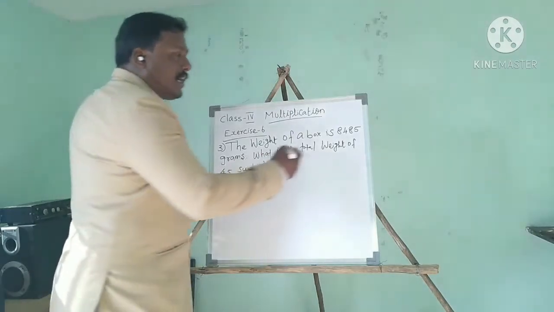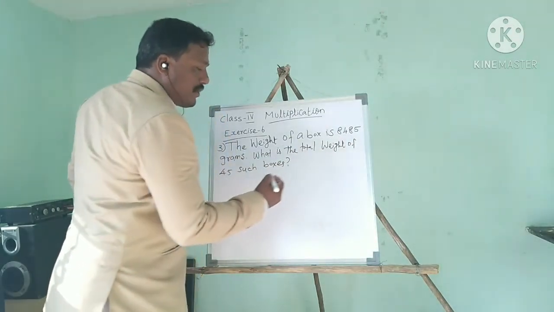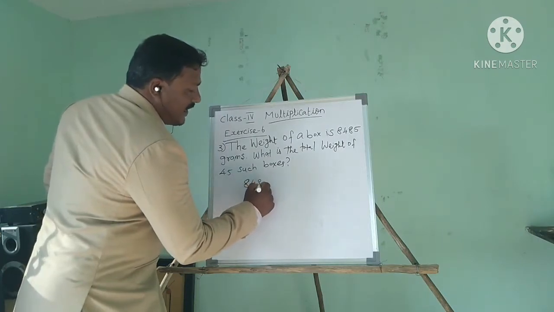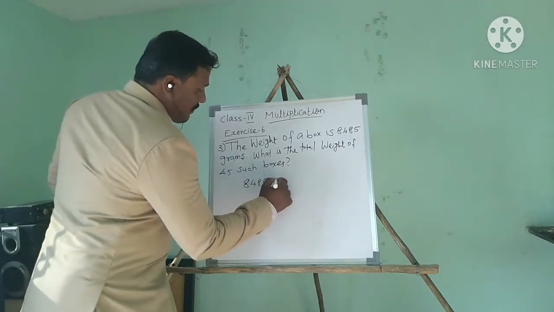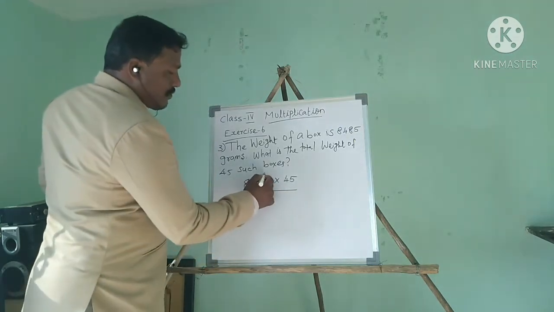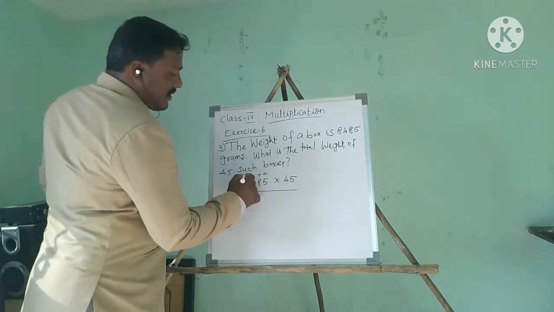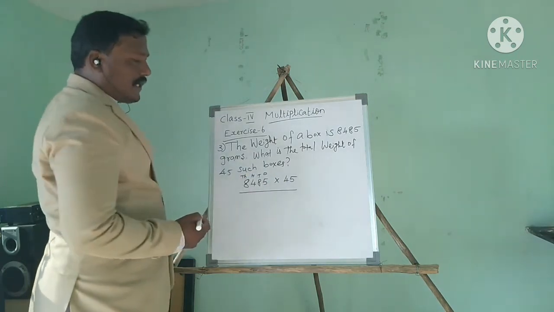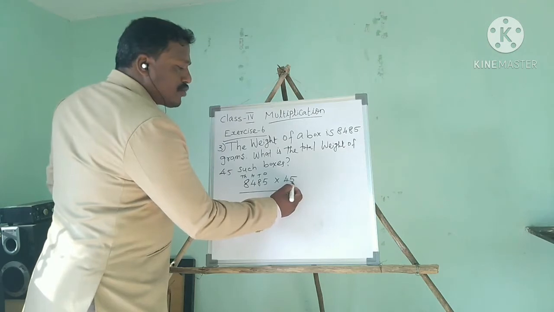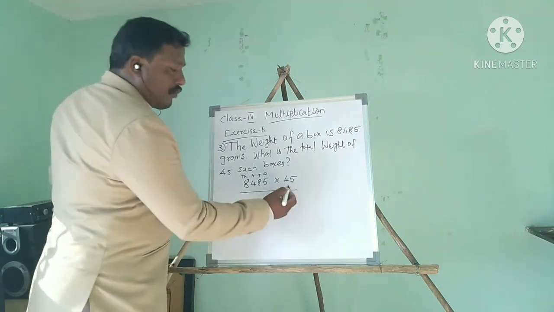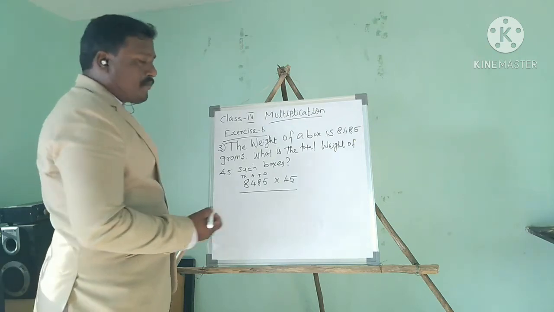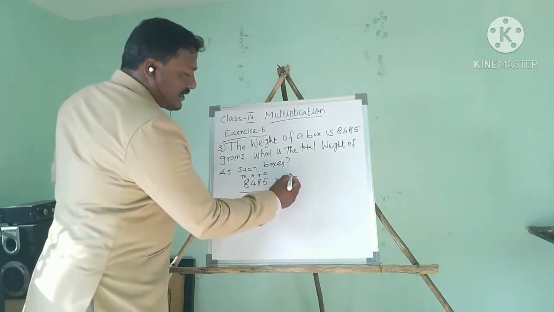Now let me see. First I will write this big number on this side: 8485 multiplied by 45. So it's the ones place, tens place, hundreds, thousands. First I will take the rightmost number, the first number, and multiply all the numbers. We know very well how to do multiplication. So first I will take this 5.